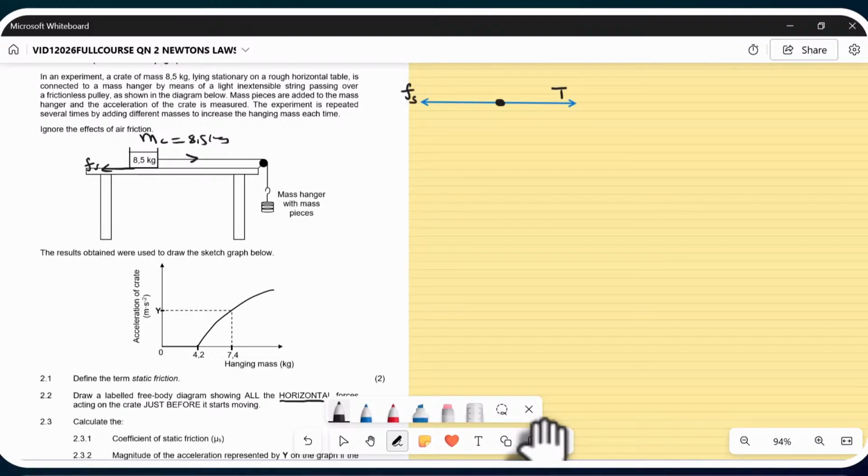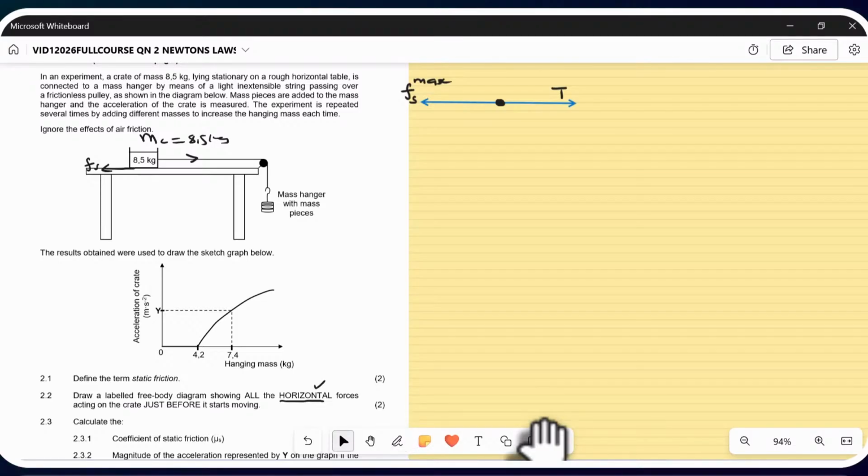Now I don't put the normal and the weight because I am answering the question. They said horizontal, not because I don't know the normal and the weight, but because they want all the horizontal forces. Okay, next question. That was 2.2.